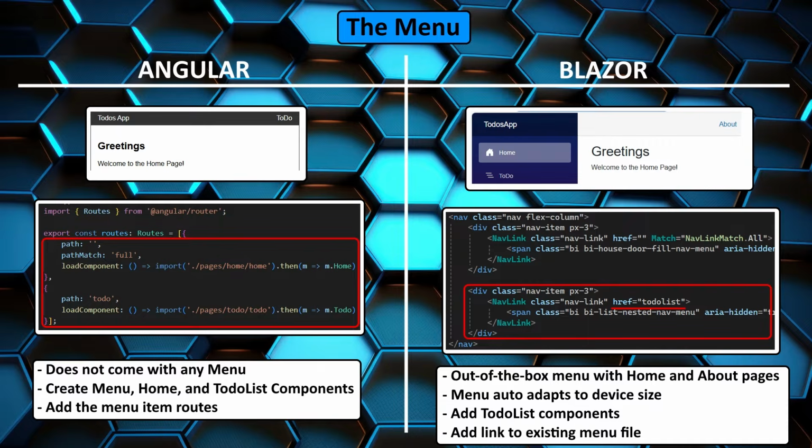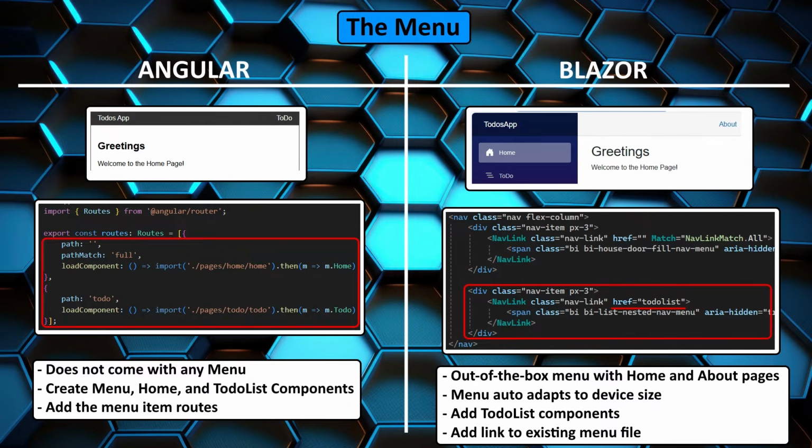On the Blazor side, it comes out of the box with a menu, a home page, and an about page without writing a single line of code. The menu is also adaptive, meaning if the device's display is too narrow, the menu will change to a drop-down hamburger menu. However, you also need to create your to-do list component or page and add the link to the menu file. The route is simply the name of your component.